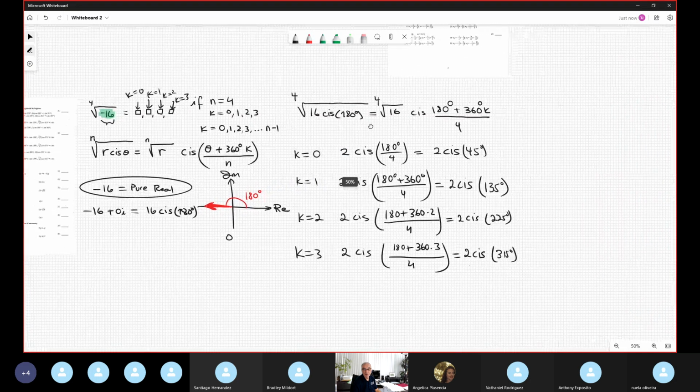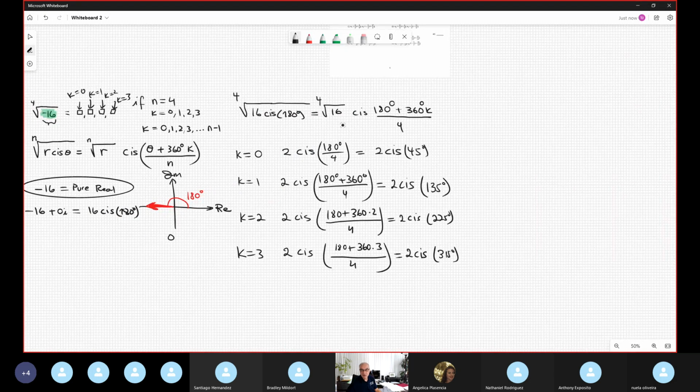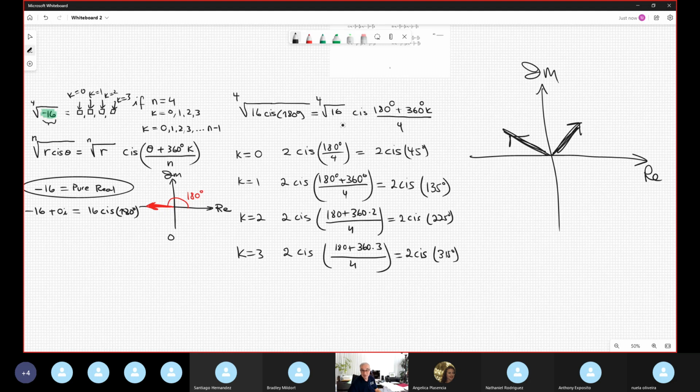What happens in this case is very, very interesting, because the solutions of the 4 roots lie in this order. Look, 45 degrees, the radius 2, 135 degrees, the radius is the same, 2, 225 degrees and 315 degrees. This is K0, this is K1, this is K2, and this is K3. All of them form a circle. In this case, the radius is 2.